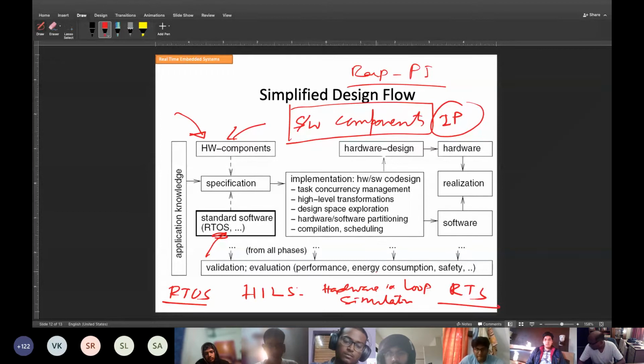Ritvik Teja, can you tell me one real-time operating system? You know it? Ritvik Teja. Yes, sir. Tell me one real-time operating system.